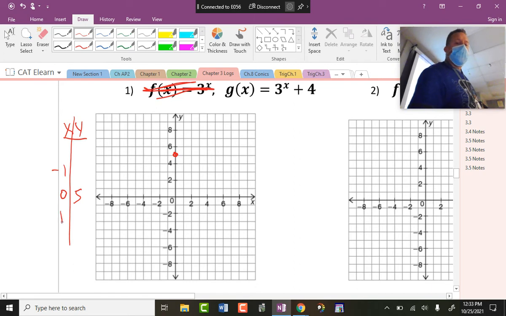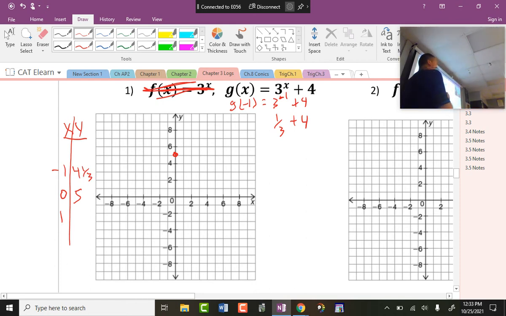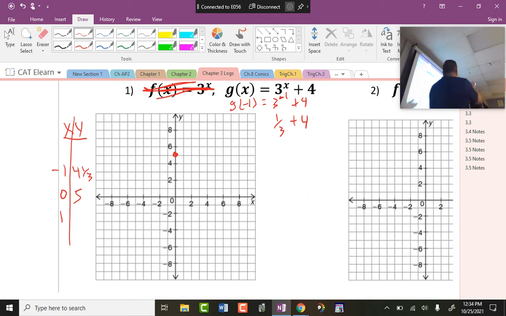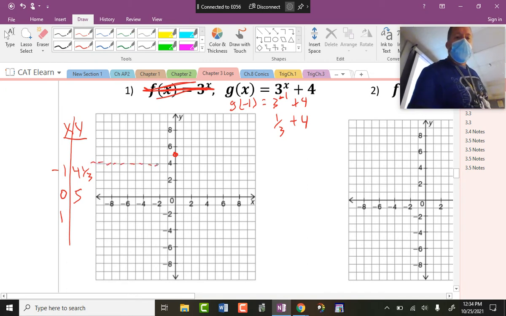And then -1 and 1. Fine, I'll write -1 when we do g of -1. G of -1 is 3 to the negative first plus 4. 3 to the negative first is 1/3. 4 plus 1/3 is 4 1/3. That tells me that the plus 4 also moved the asymptote up 4. What my y values will approach are now 4 as I plug in negative numbers, not 0.